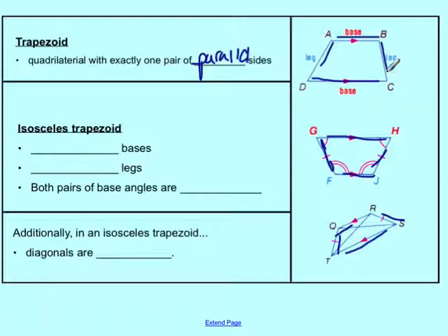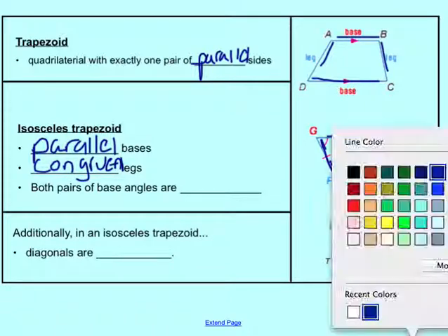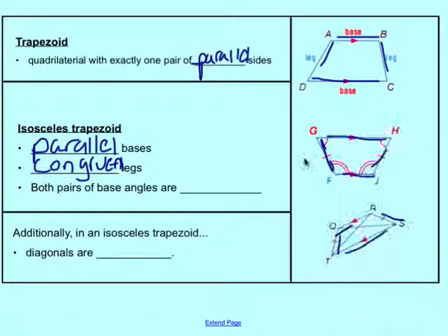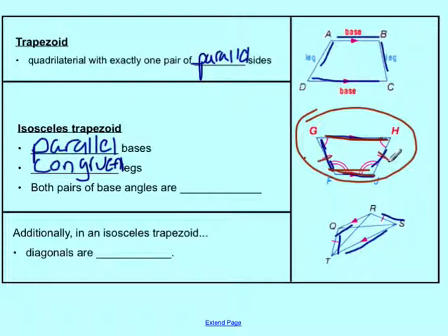Now there's a specific type of trapezoid, that is an isosceles trapezoid. The isosceles trapezoid has parallel bases. The two lines that are parallel in an isosceles trapezoid are called the bases. And then the legs are going to be congruent. The legs are the sides on either side that are congruent. So if we're taking a look at some of the shapes that we have, for example, this right here is an isosceles trapezoid. Our bases are parallel and then our legs are congruent. Same thing here, our bases are parallel and our legs are congruent.